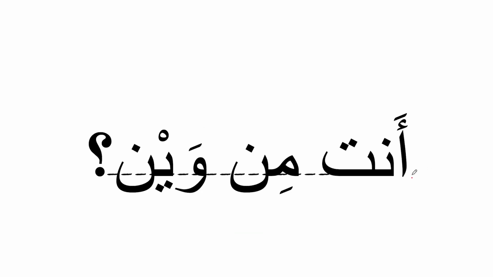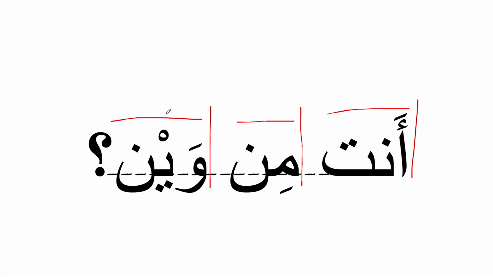So we have the beginning of the first syllable here because of the fatha, and the beginning of the second syllable here because of the kasra, and the beginning of the third syllable here because of the fatha. So we have 3 words and 3 syllables. The first word is ant, and then min, and then وين. Ant, min, وين. So you are from where? Where are you from? Ant, min, وين.